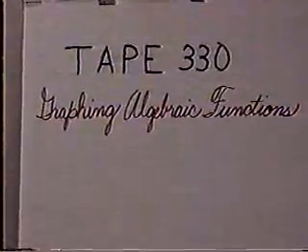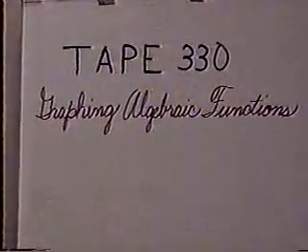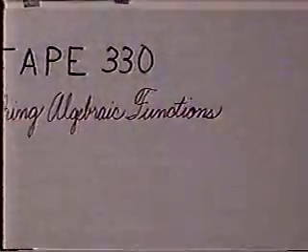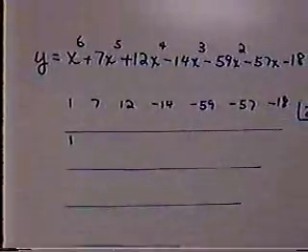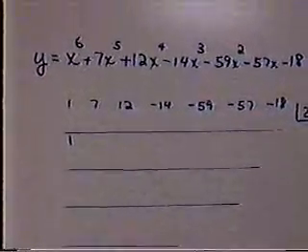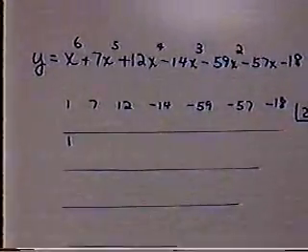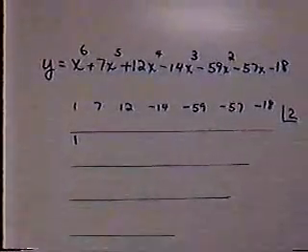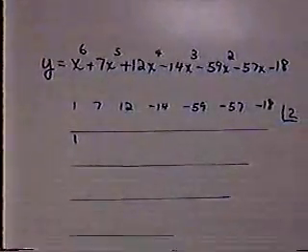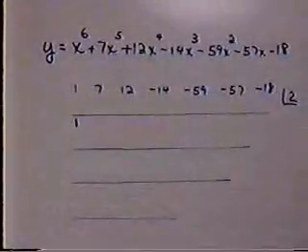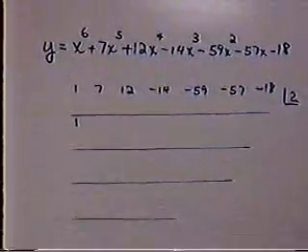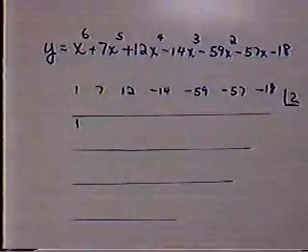Look at the notes now, and I want you to follow with me as I read the notes on tape 330, Graphing Algebraic Functions. Okay, step 1, find the x-intercepts. That means find where it crosses the x-axis, or when it crosses the x-axis, y is 0. For instance, let's look at a graph right here.